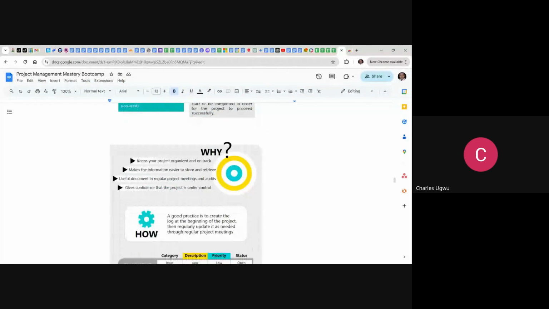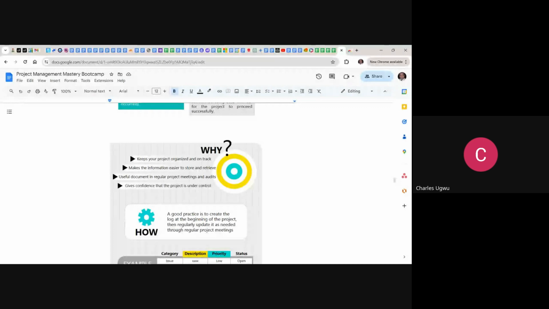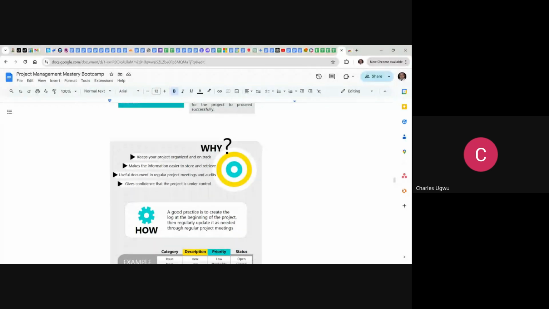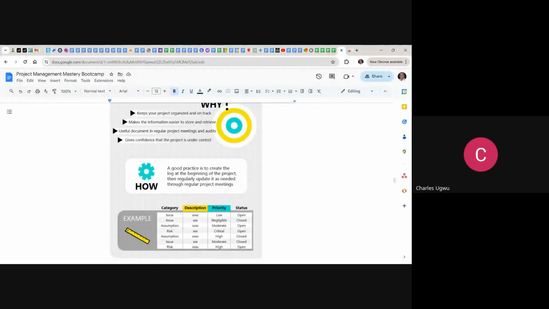So why this? It keeps the project organized and on track, makes the information easier to store and retrieve, is a useful document in regular project meetings and audits, and gives confidence that the project is under control. So how do we do that? A good practice is to create a RAID log from the beginning of the project. Before the project starts, you create a RAID log and update it as regularly as possible within a regular meeting.